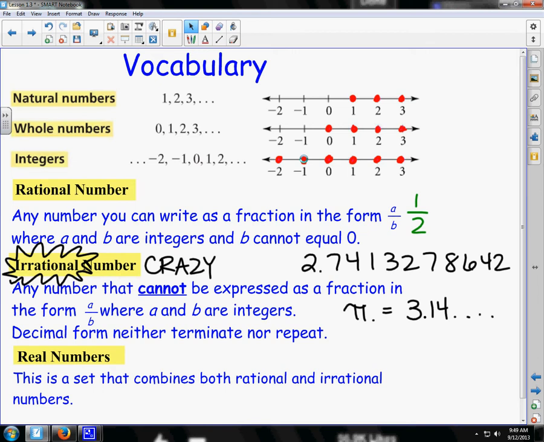Now, real numbers, this is a set that combines both the rational and the irrational numbers. So pretty much every single number is a real number. But it's not any of these at the top. Well, it is these, but it also includes all the numbers in between. So real numbers are all the numbers, all the rational and all the irrational.